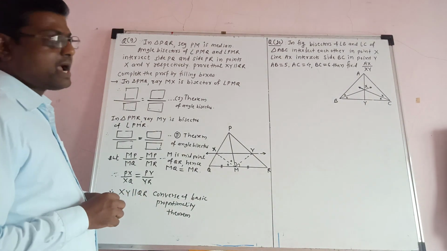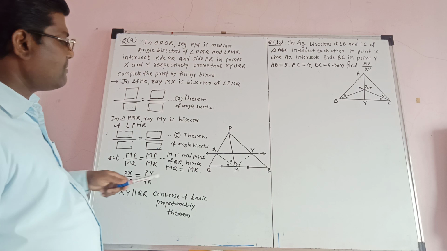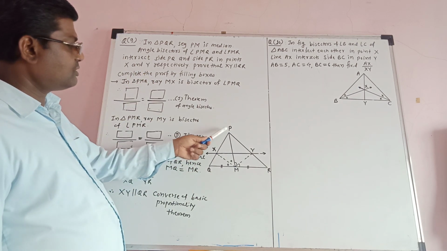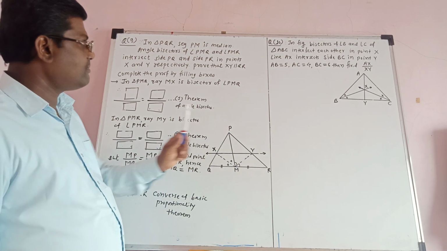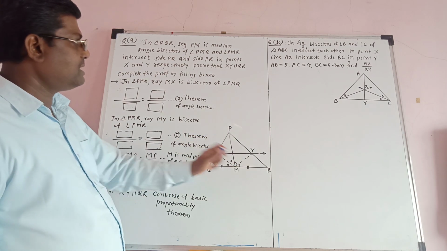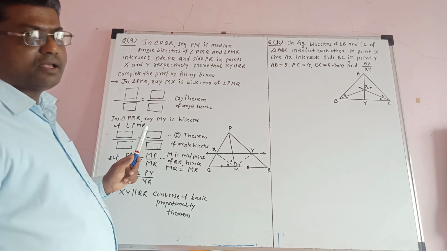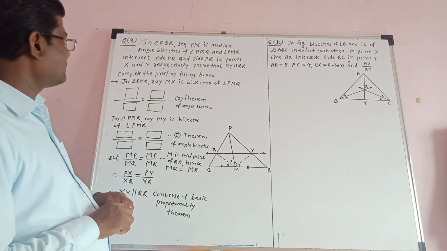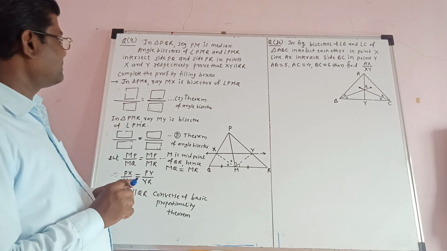Now question number 9. In triangle PQR, PM is the median. The angle bisectors of angle PMQ and angle PMR intersect side PQ and side PR at the points X and Y. Prove that XY is parallel to QR, and complete the proof by filling the boxes.